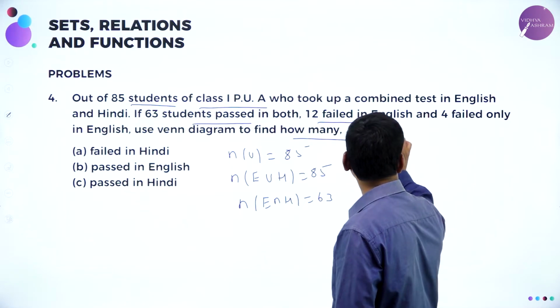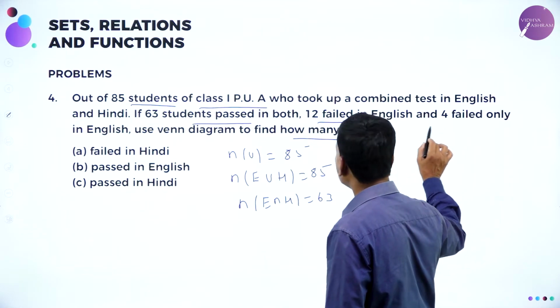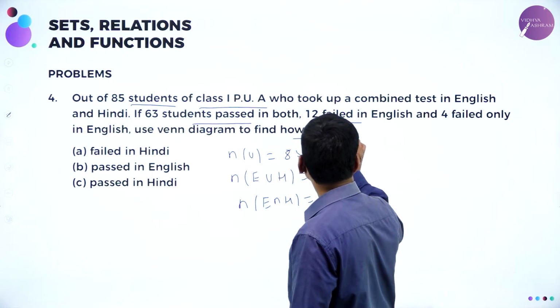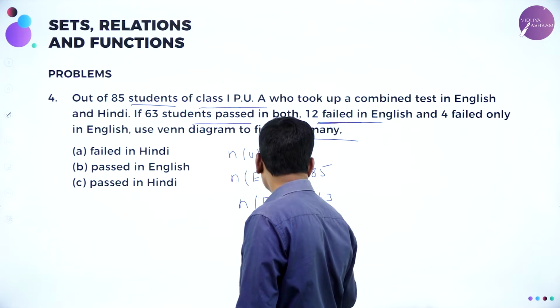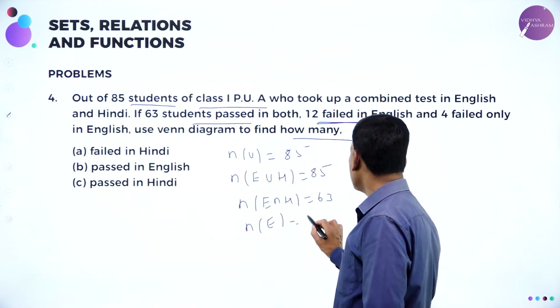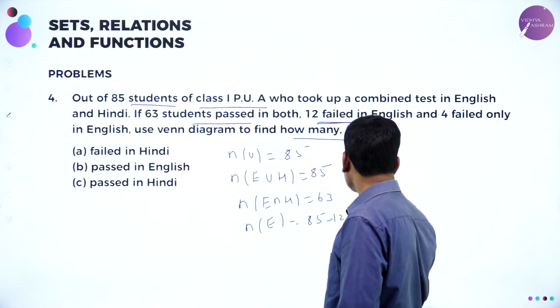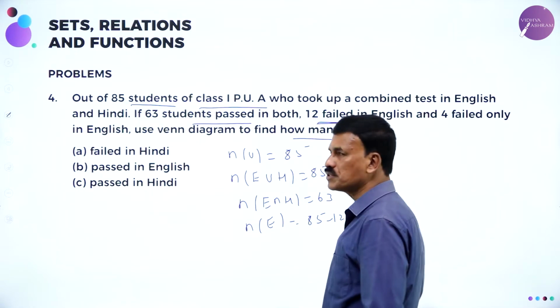12 failed in English and 4 failed only in English. Now, 12 failed in English. So therefore N of P is equal to, how many are there? 85 minus 12, that's equal to 73. N of P is equal to 73.